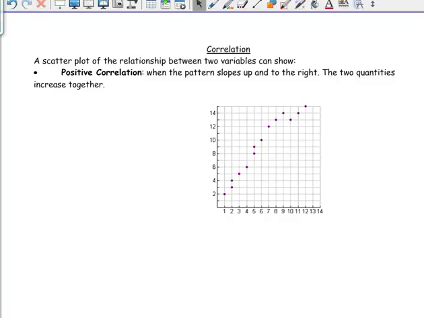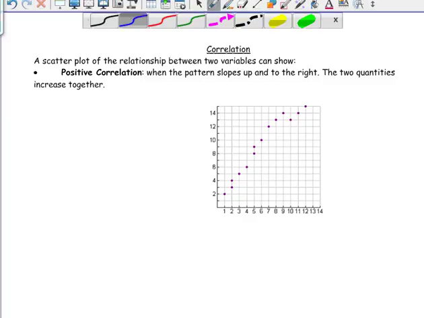So this tutorial is on correlation, and correlation is looking at the relationship between two variables that are depicted in a scatter plot. So this here is an example of positive correlation. When the pattern in the scatter plot slopes up and to the right, it's positive correlation. What this means is that as one quantity increases, the other quantity will also increase. Likewise, it's also positive correlation if one quantity decreases and the other quantity also decreases. So it's not just about going up, it's about both variables moving in the same direction.